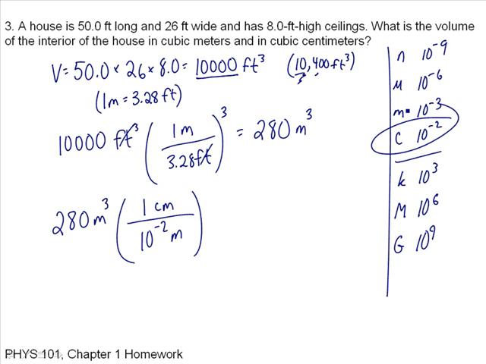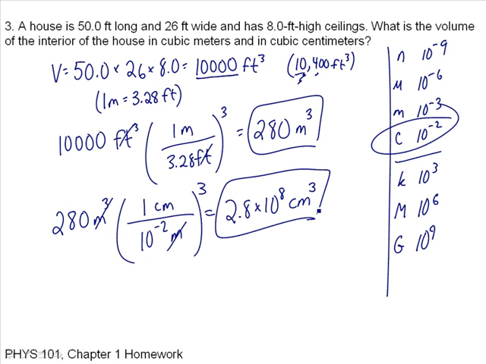We see that centi is 10 to the minus 2. So 1 centimeter is 10 to the minus 2 meters. We have to cube this to make this cancel out with this, leaving us with cubic meters. And so that is 2.8 times 10 to the 8, and that's in cubic centimeters. So these are the answers: cubic meters and cubic centimeters.